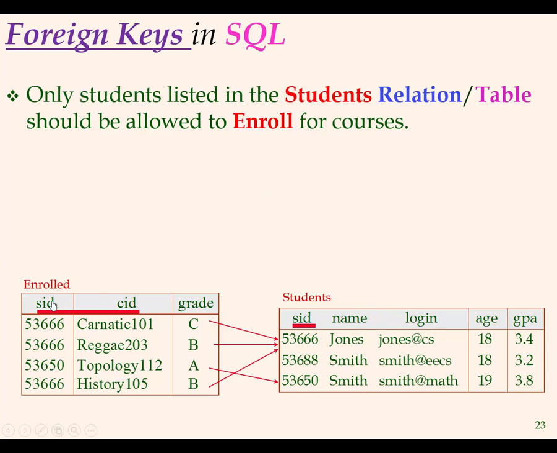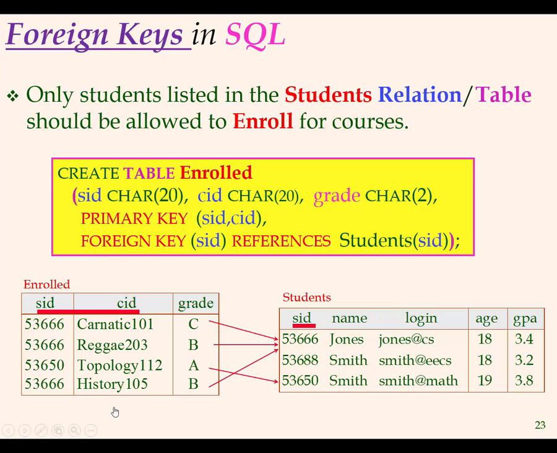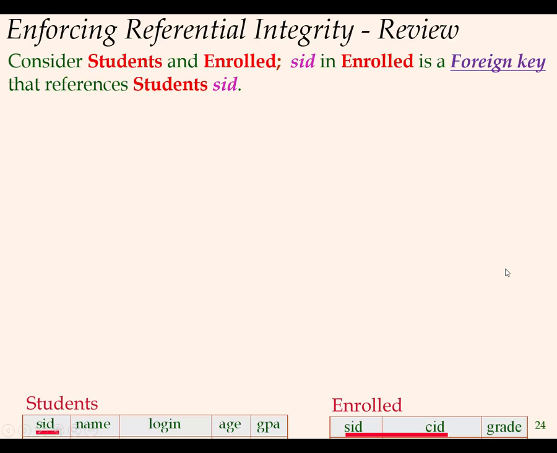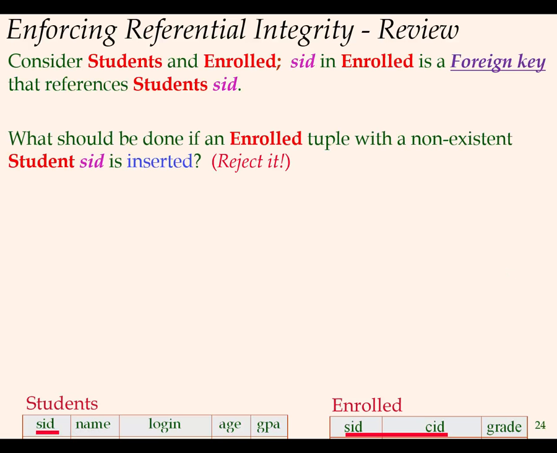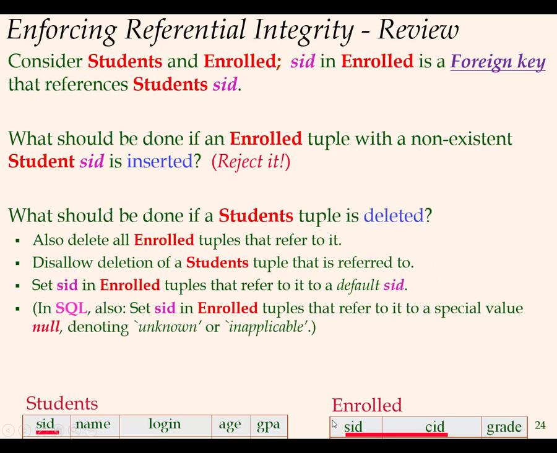So here is an instance of the students and enrolled and the courses they are enrolled in. And to create the table enrolled, it's SID, CID, and grade. And primary key is SID, CID, and that's a foreign key into this. So this will be the foreign key into the student's relation. So, enforcing referential integrity, an enrolled tuple with a non-existing student is obviously rejected, right? What if you delete a tuple in students and you have children in enrolled?